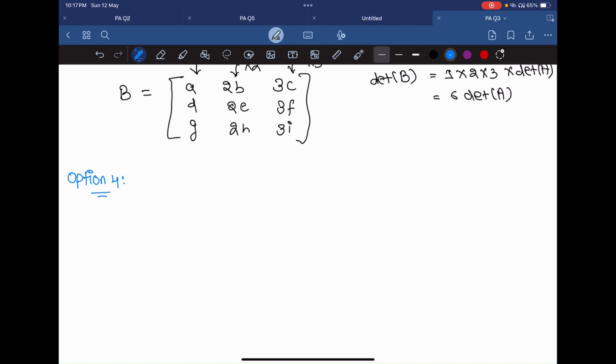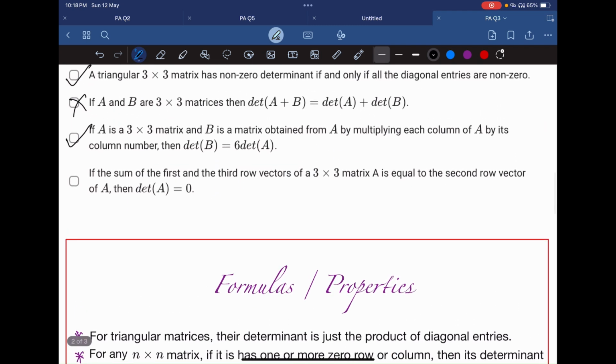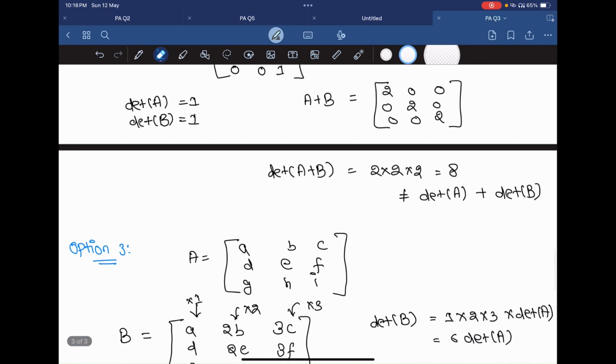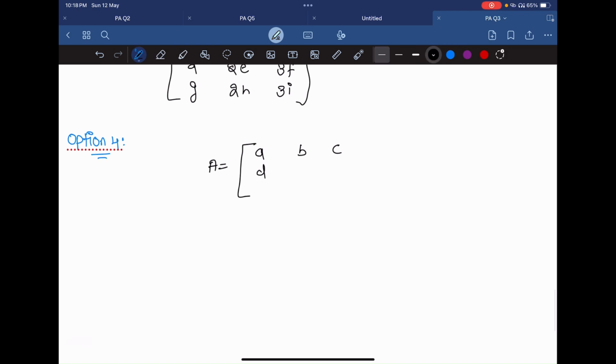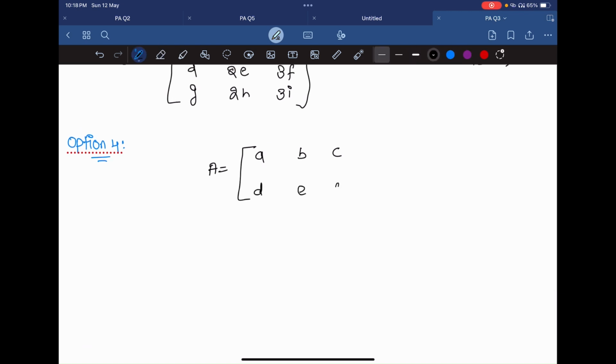Now again consider our matrix A to be A, B, C. Okay, so sum of first and third row. So now consider third row over this. And the second row is the sum of first and third row. So it would be A plus D, B plus E, C plus F. Then the determinant of this matrix A should be 0.